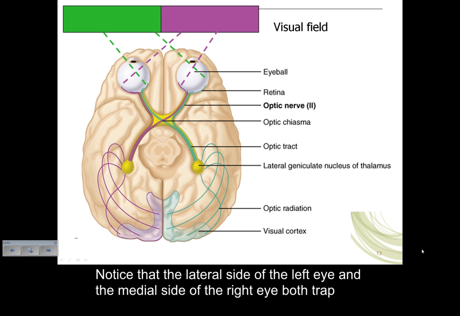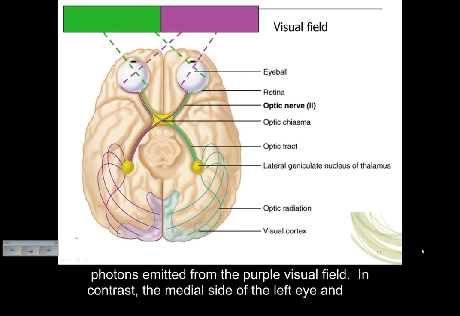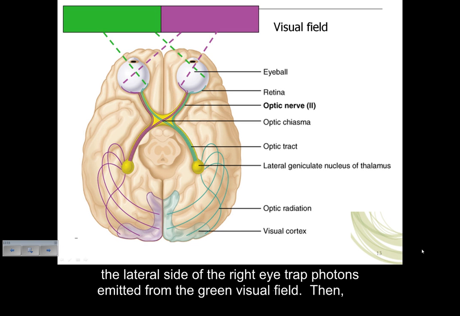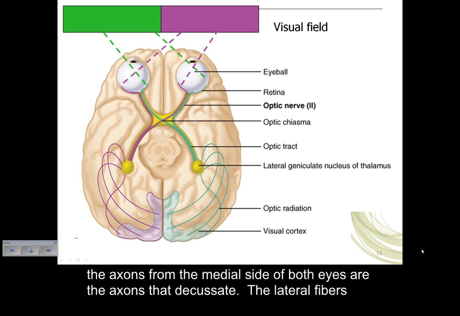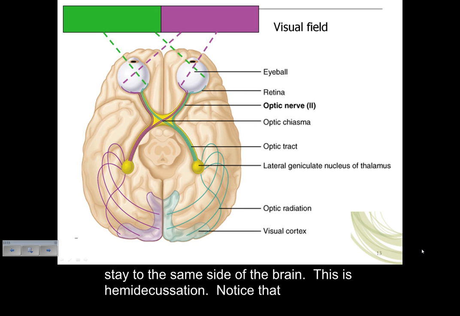Notice that the lateral side of the left eye and the medial side of the right eye both trap photons emitted from the purple visual field. In contrast, the medial side of the left eye and the lateral side of the right eye trap photons emitted from the green visual field. Then the axons from the medial side of both eyes are the axons that decussate. The lateral fibers stay to the same side of the brain.